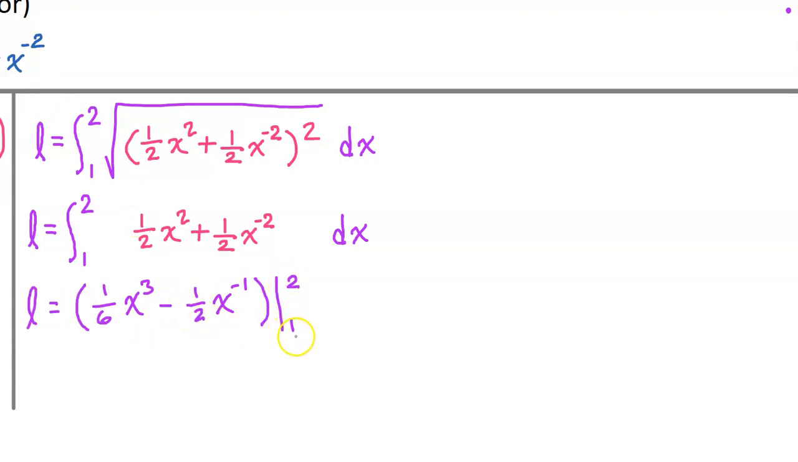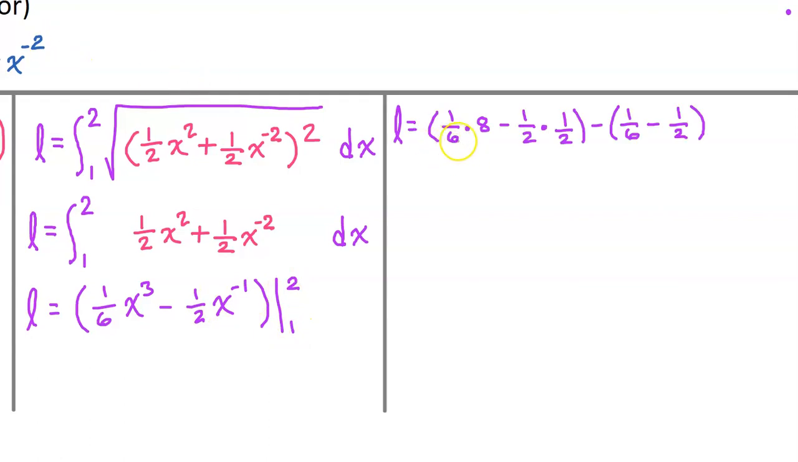Next, we apply the limits of integration. So we need to find the value at 2 minus the value at 1. So here's the value at 2 minus the value at 1.